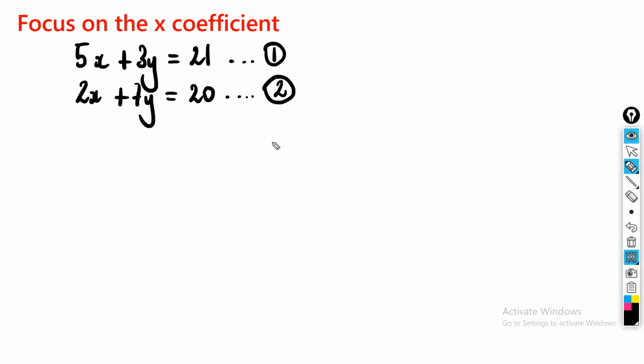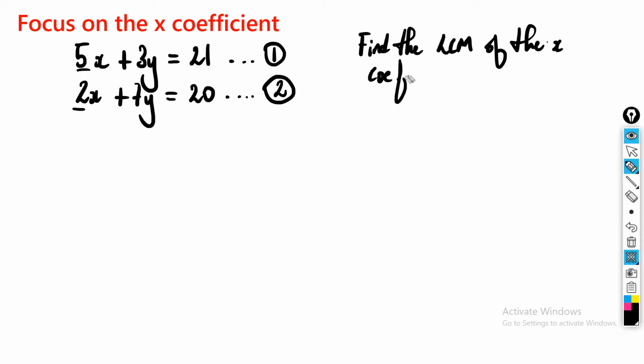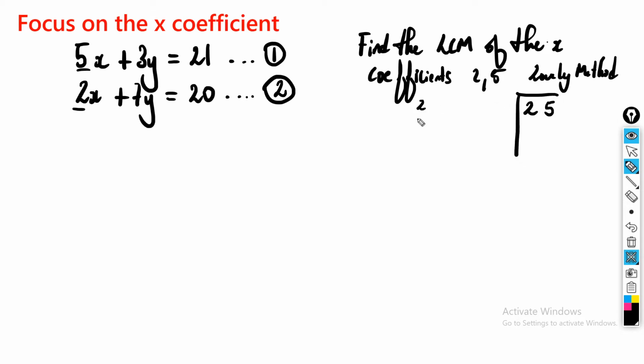All right, so the first thing we want to do here, guys, is we want to find the LCM of the x coefficients, right? So we want to find the LCM of 2 and 5. So of course we're going to do our little lovely method. I love to call it the lovely method, and we have 2 and we have 5, and we're going to draw a little table here. And of course we're going to divide through by the prime factors: 2, 3, 5, 7, and 11.